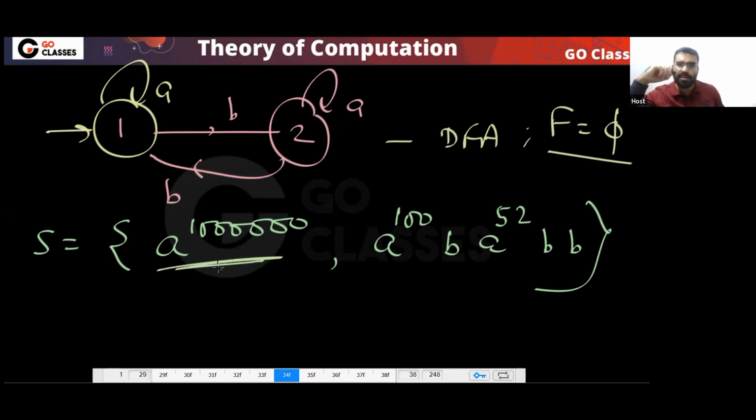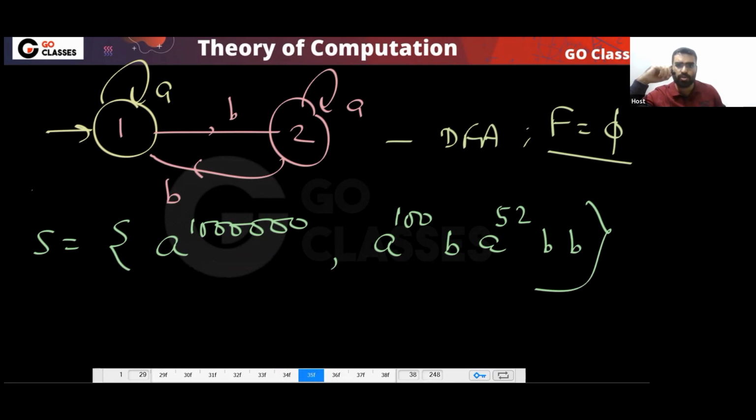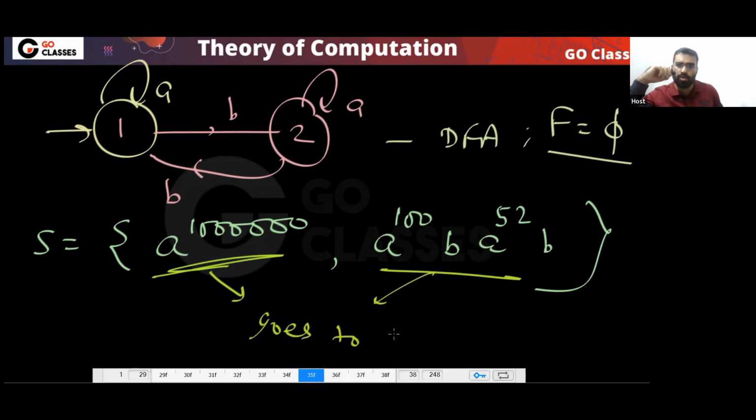So for this string, the DFA will go to state number 1, and this string goes to state 2. So you can notice that they are going to different states. This goes to 1, this goes to 2. Now, if I ask you this question, what is the answer? You can notice this is also going to 1, so both of them go to state 1. So we cannot say anything, right? This is the point. If you have 2 strings, you cannot say anything.